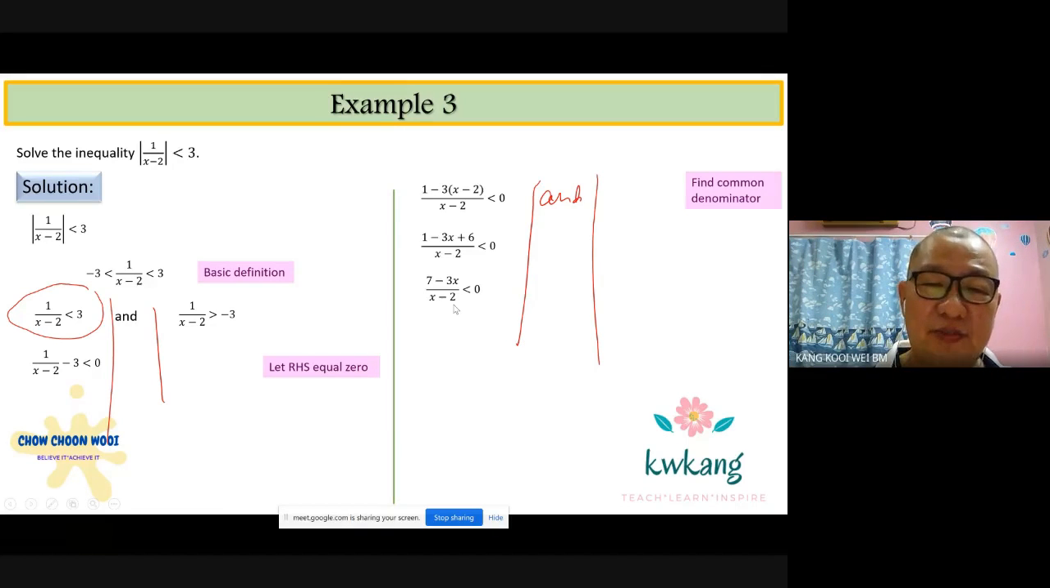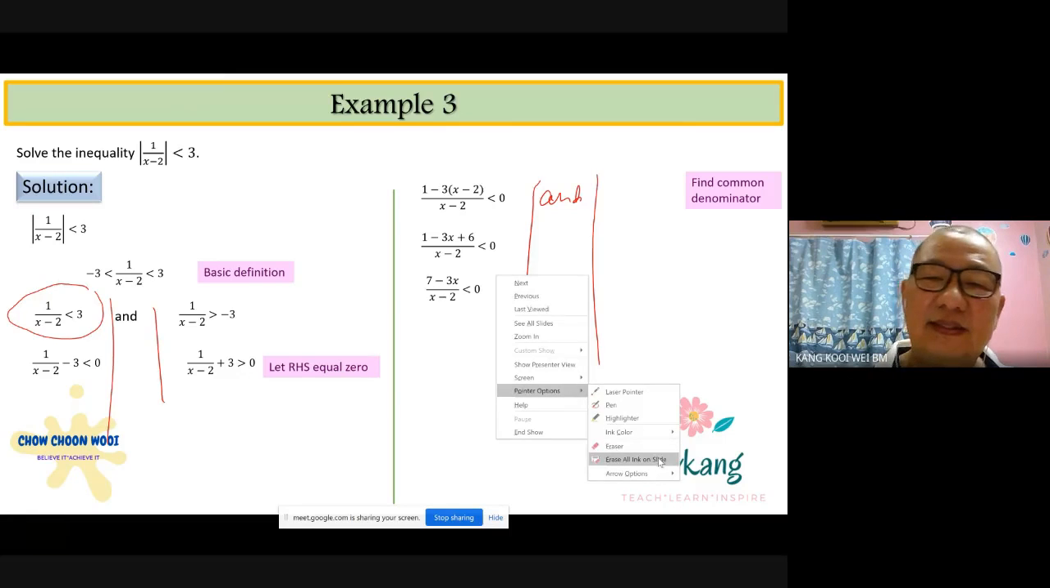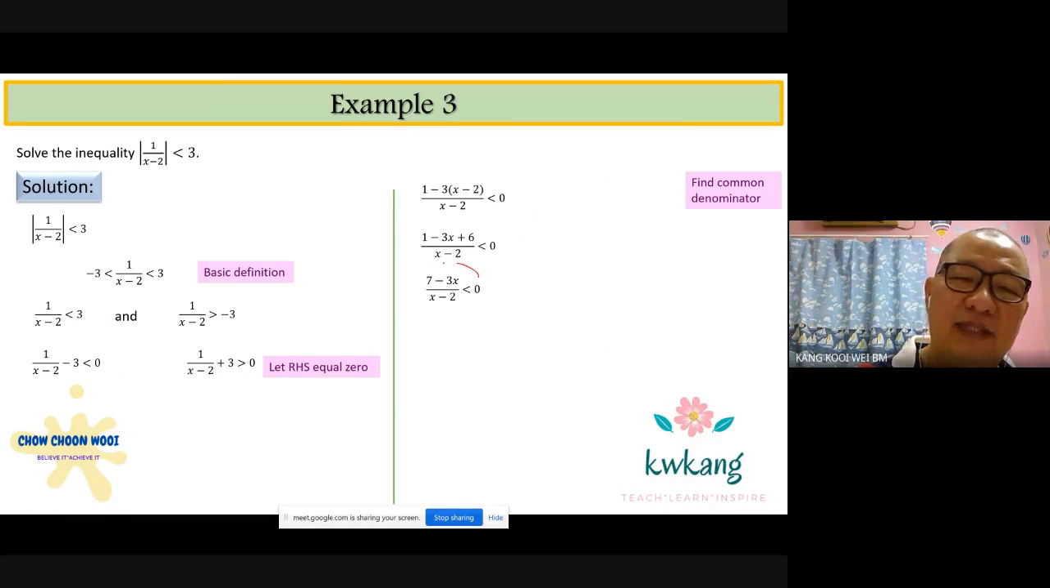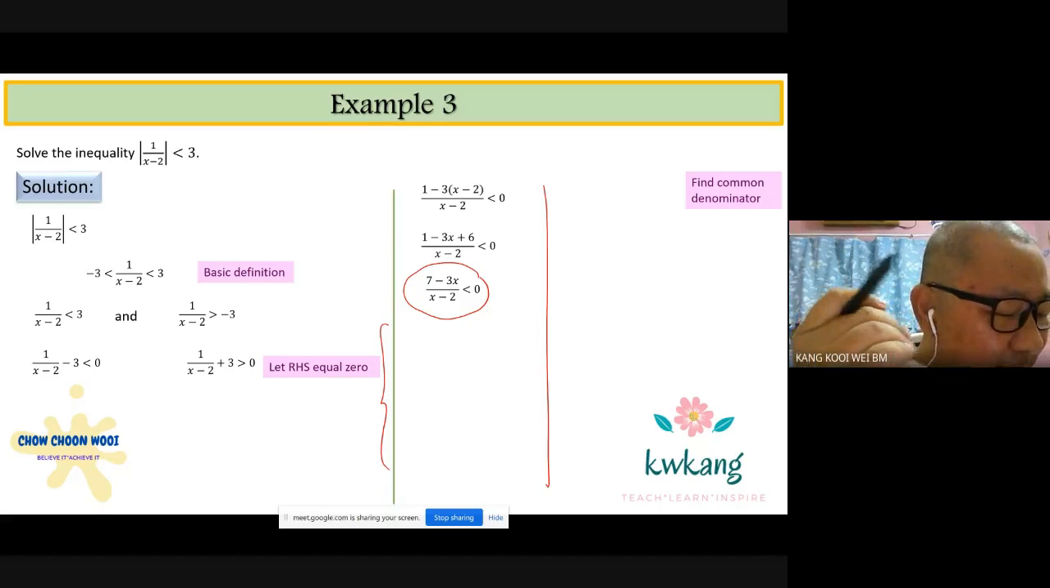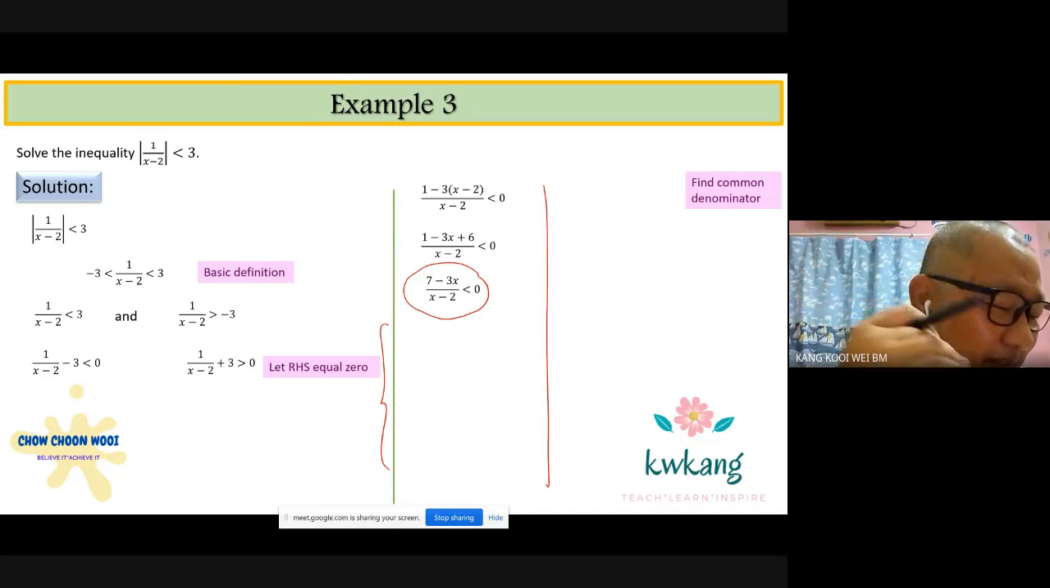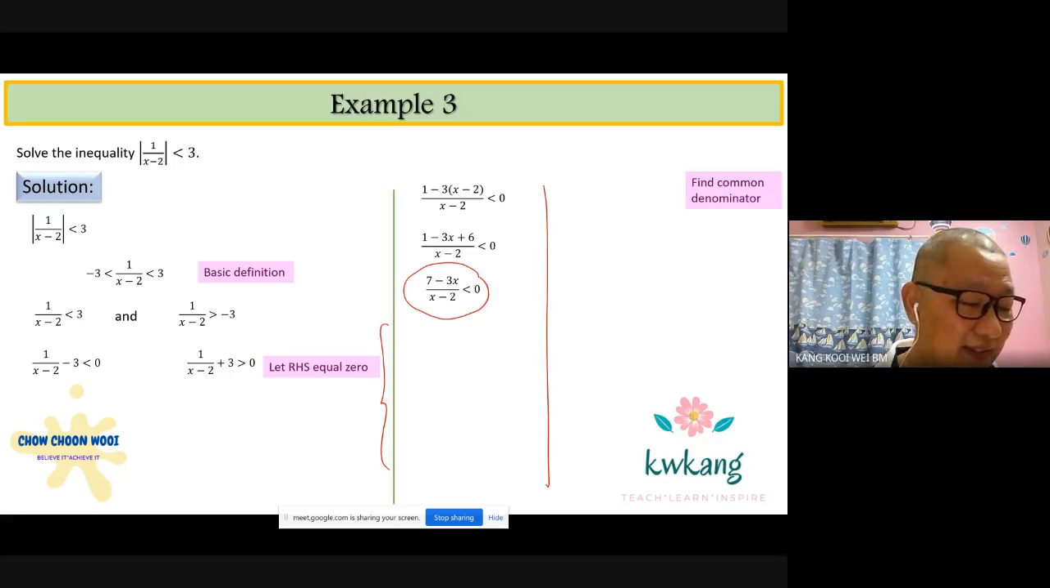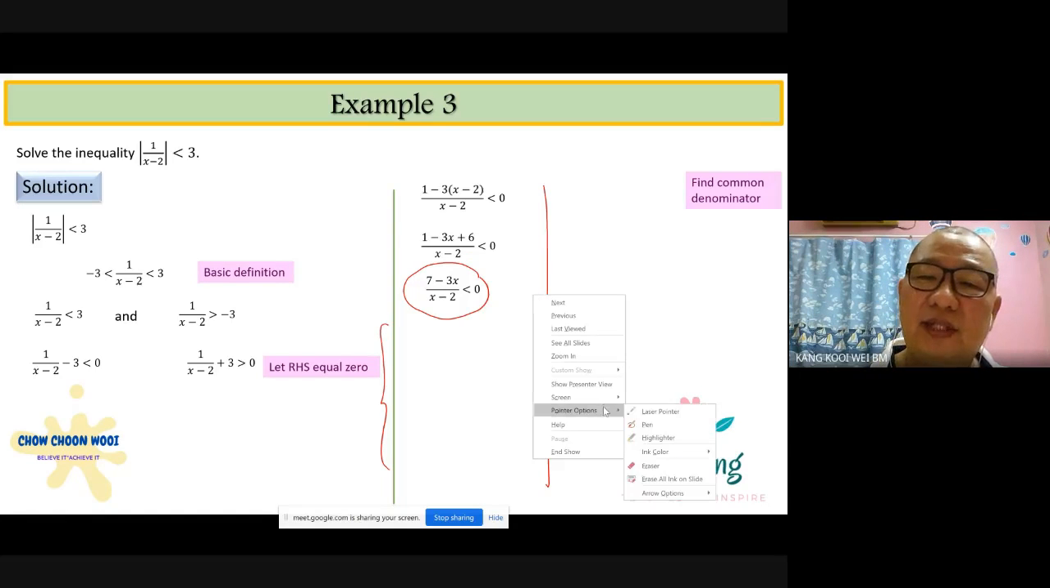Sebab tempat tak cukup, sepatutnya after this kita buat apa selepas ini? Selepas step ini, kita sepatutnya buat apa? Di sini, sepatutnya? Table of sign. Ya, betul. Table of sign. Bagus. Tapi sebab tempat tak cukup, jadi saya hold dululah. Saya buat sampai sini. Is it okay? Now, you can imagine kan? After this part, you should construct a table of sign. Okay. And the next one pula.